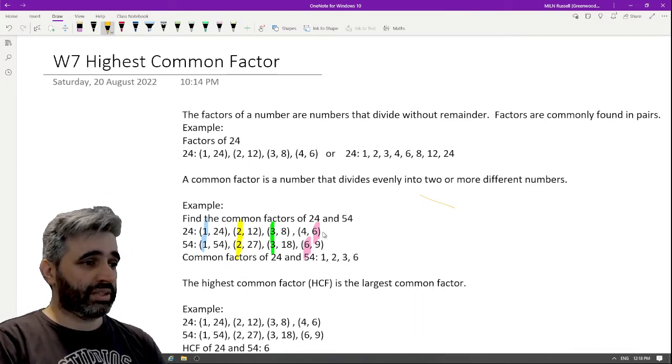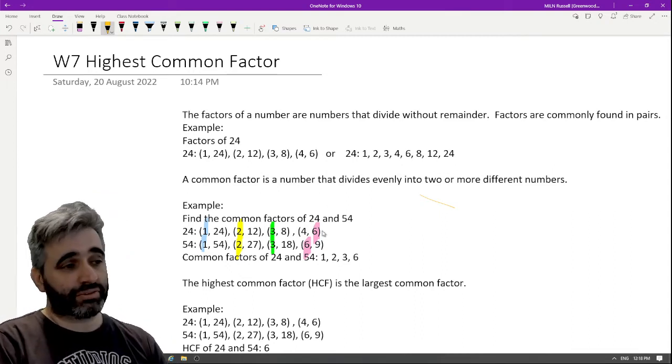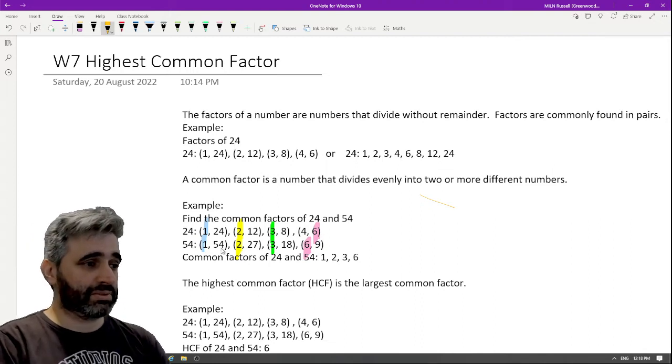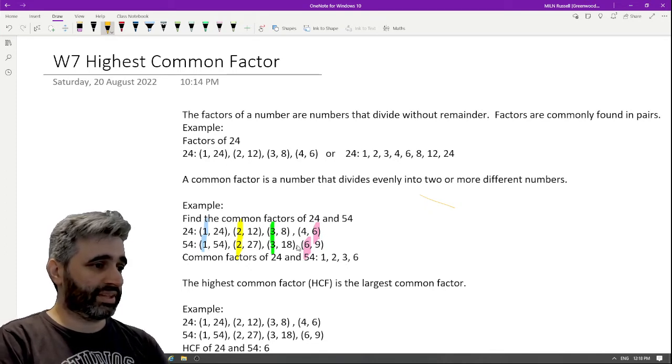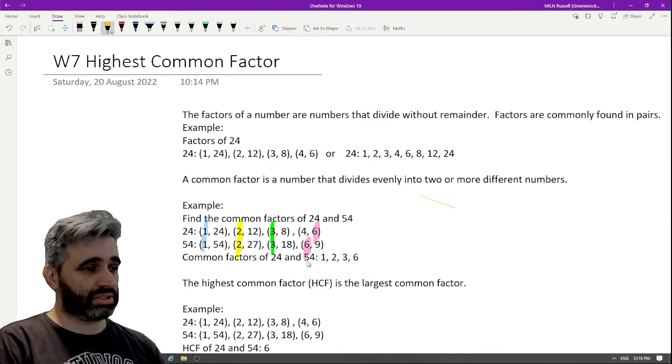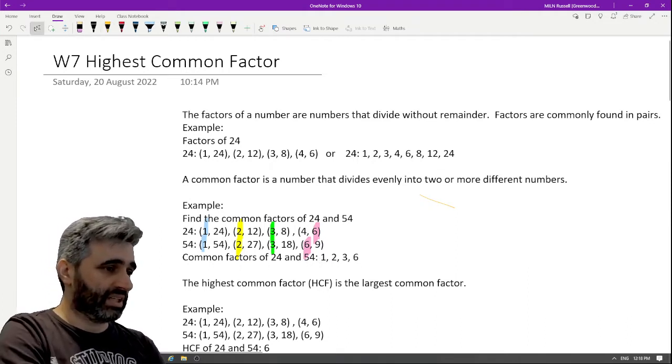Common factors are factors that exist in two lists of numbers. So if I'm looking at the common factors for 24 and 54, there are the factors of 24, there are the factors of 54. 1, 2, 3 and 6 exist in both lists. So the common factors of 24 and 54 are 1, 2, 3 and 6.